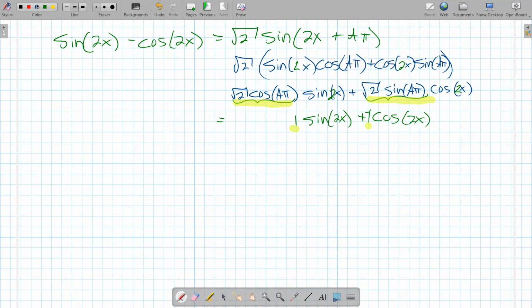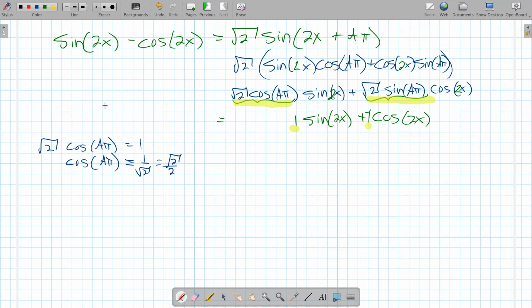All right, so off to the side here, let's try this one. Square root of 2 cosine of a pi has to be 1. Divide by the square root of 2. Cosine of a pi has to be 1 over the square root of 2, which is square root of 2 over 2.